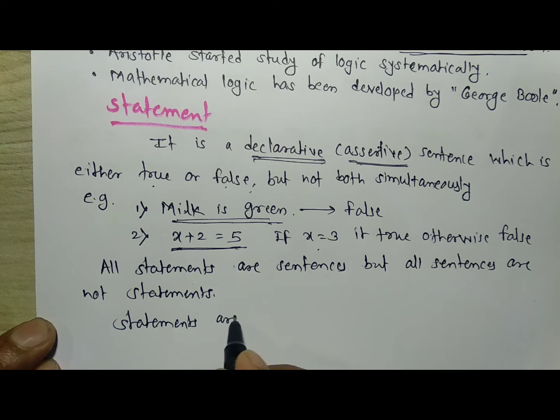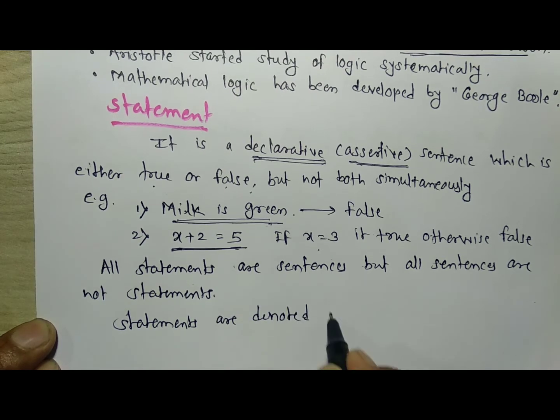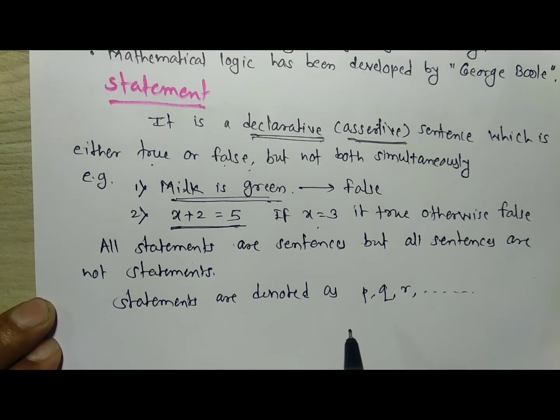Statements are denoted as p, q, r, and so on. That means they are represented by small letters.